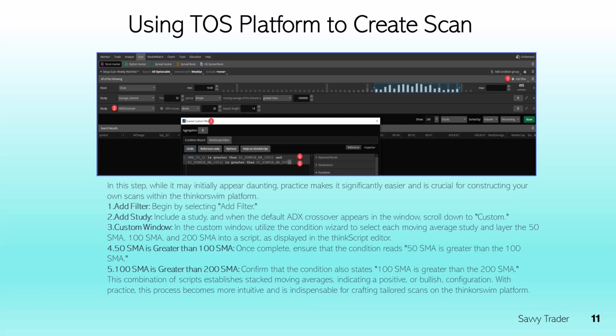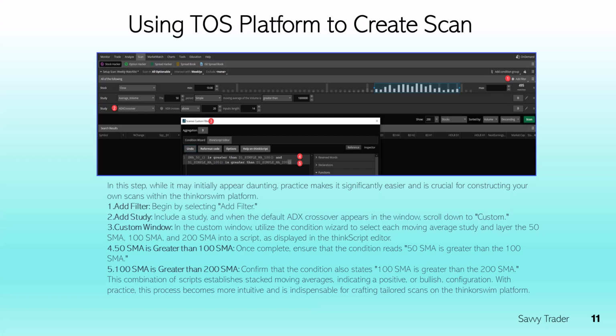Okay, we'll just walk through this real quick. This step might appear to be a little daunting, but with practice it gets a little bit easier. And it's really crucial for constructing your own scans in thinkorswim. So always start back up at the add filter, and then we want to add study. And this always defaults to the ADX crossover. So you want to scroll down to custom.